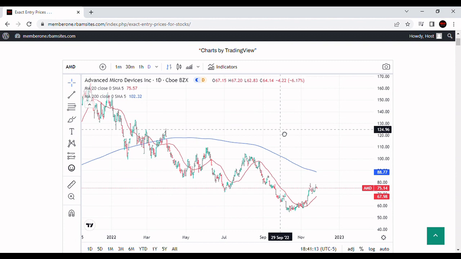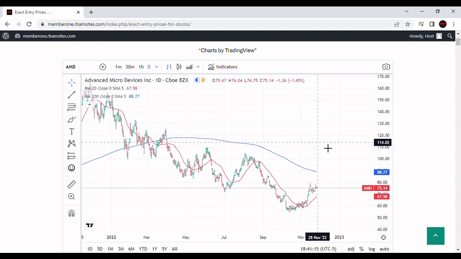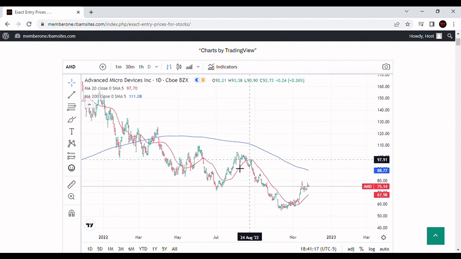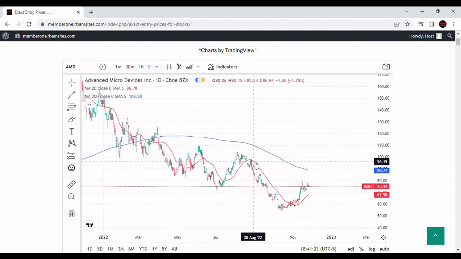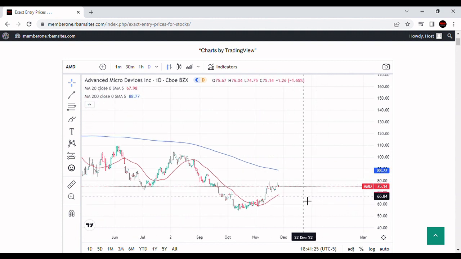Let's take a look here and see where this stock's been in a bear market all the way back since March of 2022. It's a beautifully trading stock, but as you can see, when it goes down, it respects the 20-day moving average in red. When it goes up, it respects it, and so forth. And that's where we are right here. This is the blue 200. This is the red 20-day moving average, and it's respecting that.